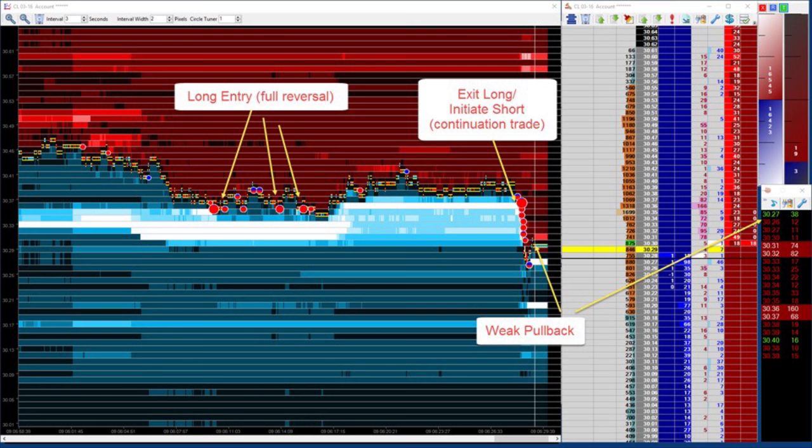Now, of course, not every trade will follow through. So let's just look at how we can handle scenarios where we might have gotten into a trade and that then moves against us. So that's a good exercise in reading the market.